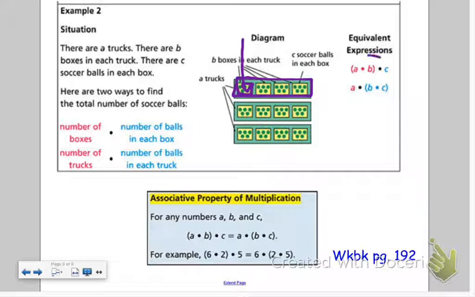So here you can see some equivalent expressions. This is showing you the associative property of multiplication. Basically, the grouping doesn't matter. No matter what, it's all multiplication. You can do that multiplication any way you want, group them however way you want.